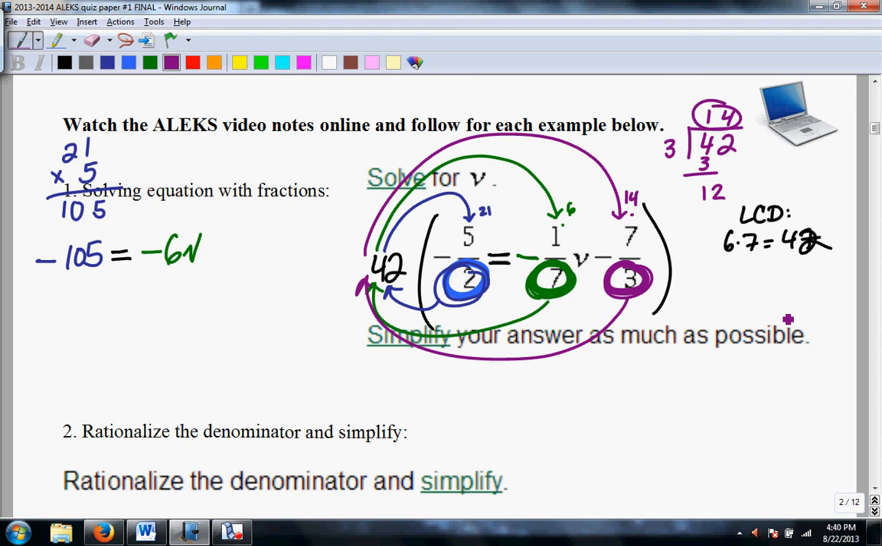Now we do 14 times 7. There's 14. There's 7 times. 7 times 4 is 28. Carry the 2. We have 98. So 14 times 7 is 98. And we have a minus sign here, so we have minus 98. Now we've gotten rid of our fractions. We want to isolate that v there. So we're going to start by adding 98 to both sides.